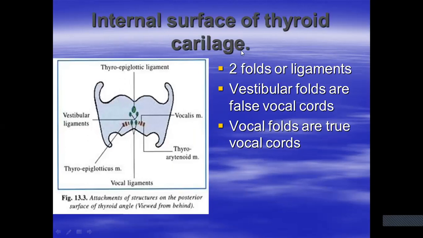Now, internal surface of the thyroid cartilage, we have two folds or ligaments, which are known as the vestibular folds or false vocal cords. Vestibular folds are false vocal cords. Then we have vocal folds. So, internal surface of the thyroid cartilage, we have vestibular folds and vocal folds. So, vestibular folds are false vocal cords, whereas vocal folds are true vocal cords. These vocal folds are responsible for the production of the voice.